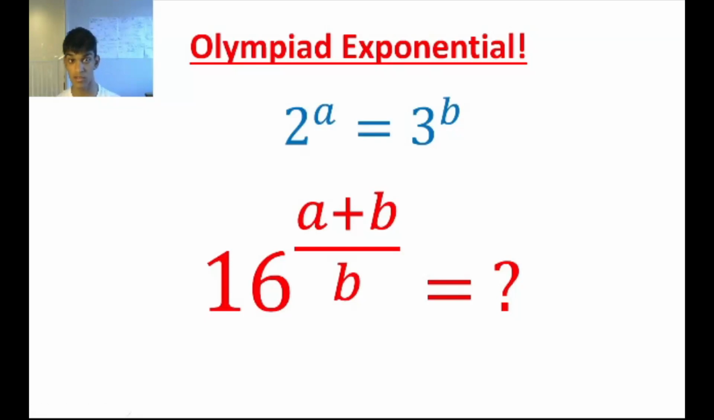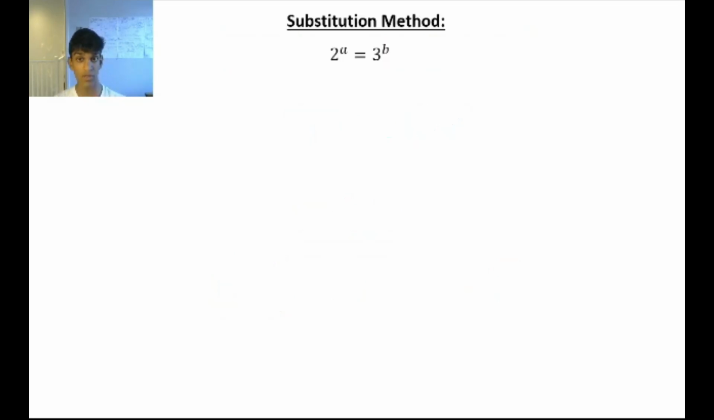Today we're going to be taking a look at this Olympiad exponential. We already know that 2 to the power of a is equal to 3 to the power of b, and we must find out the numerical value of what 16 to the power of (a plus b) over b is equal to. So where do we begin?